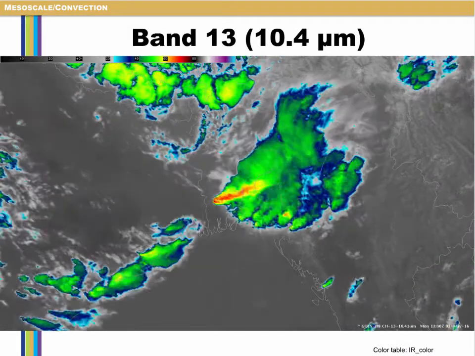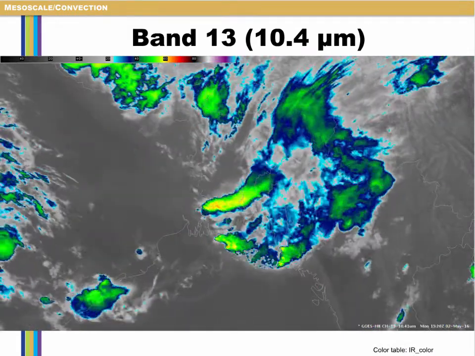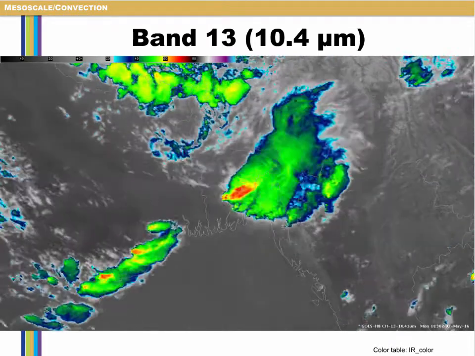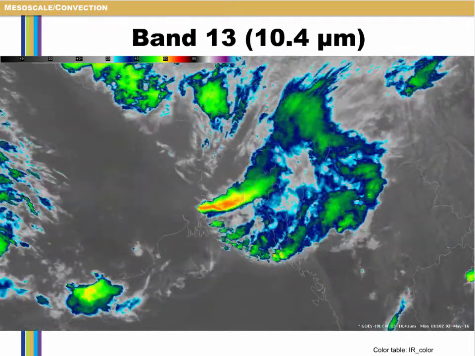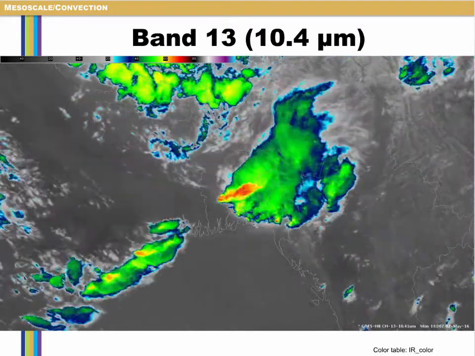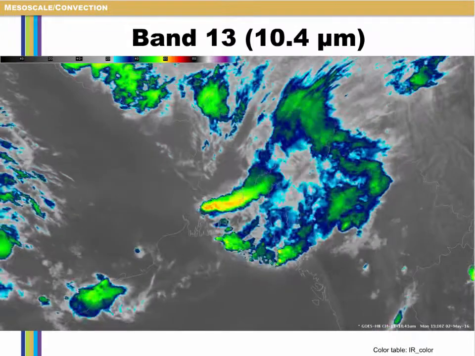Another familiar band for following boundary-forced convection is the IR imagery, in this case band 13 or 10.4 microns from the Himawari satellite. Not only can the boundary be readily identified, but cloud top temperature trends can be monitored as well by noting brightness temperatures at cloud top.